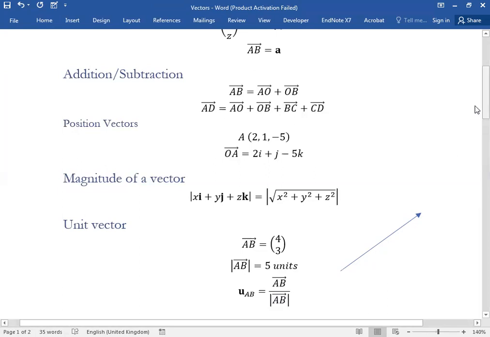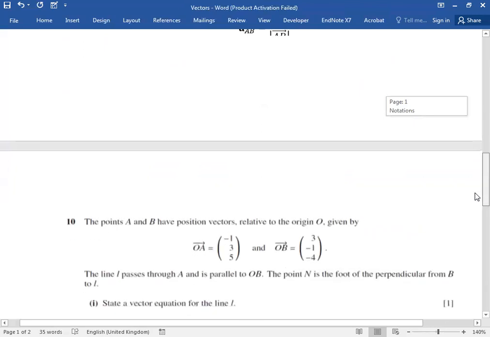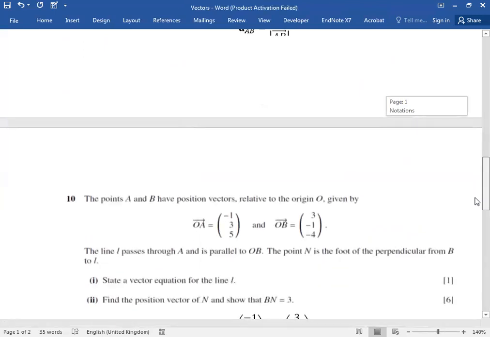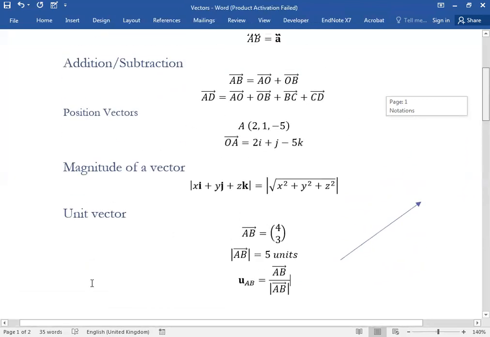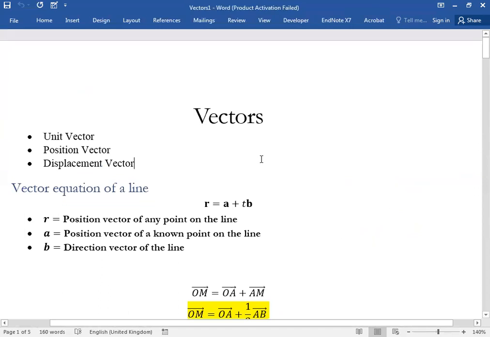Is this clear, class? Yes, sir. These are the 3 kinds of vectors we need to understand before we go on understanding the vector equation of a line.